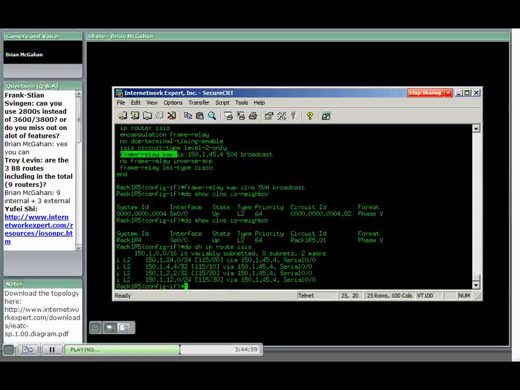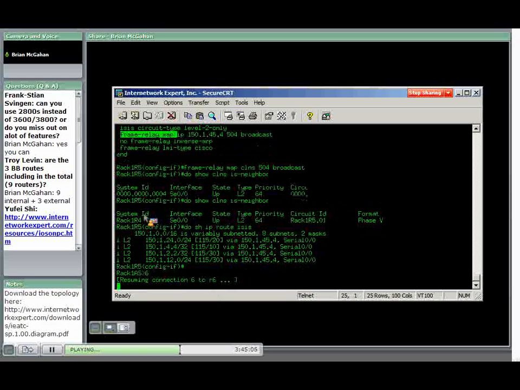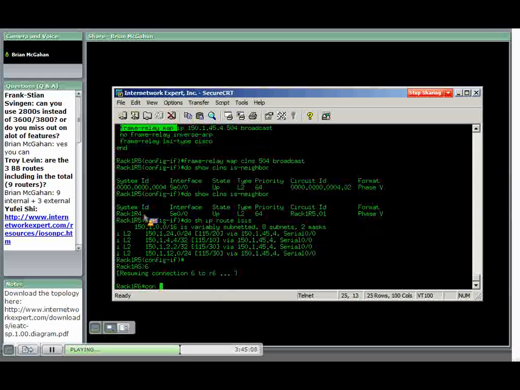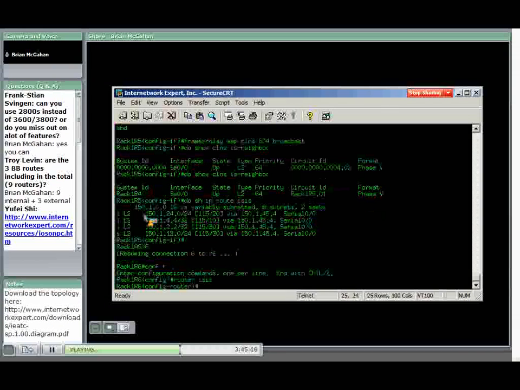Okay, so we can see we're adjacent with router 4 there, and if we look at the routing table, show ip route isis, we can see we have the loopbacks of routers 2 and 4, and then the 2 transit links between them. So we have the link between 2 and 4, and then the link between 1 and 4.